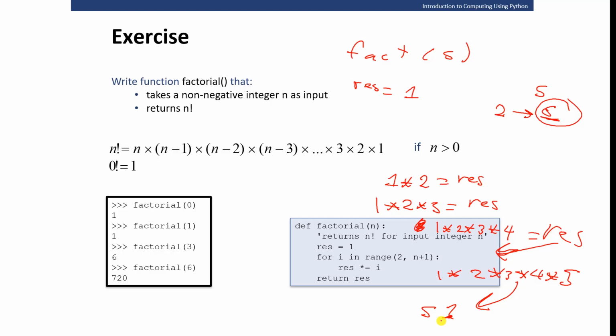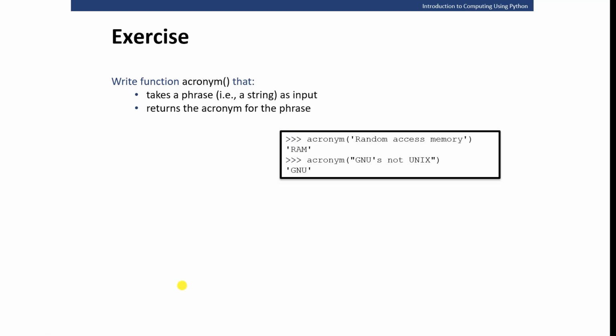I hope it's clear to you guys. Okay, another exercise here, which is to build a function called acronym, and the function acronym will take a string as a phrase and will return the acronym of that phrase. So in other words, the type of contract is string to string, and the function will take the first character of each word of that string and give you the abbreviation for it. So random access memory is RAM.